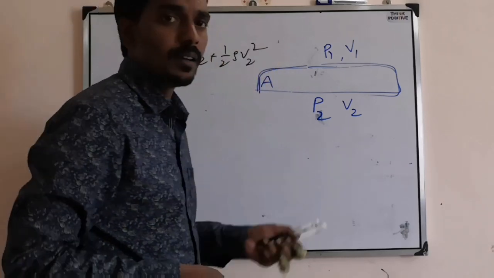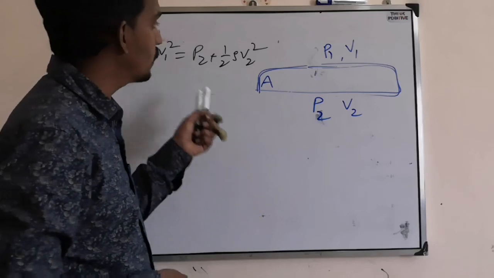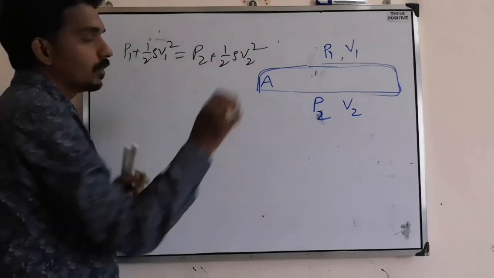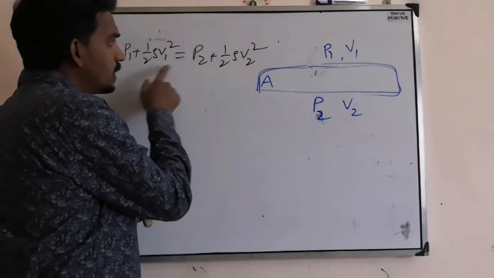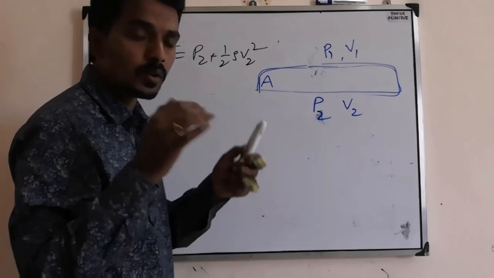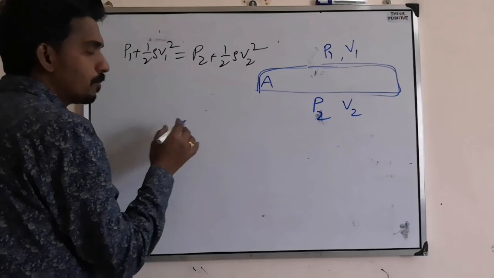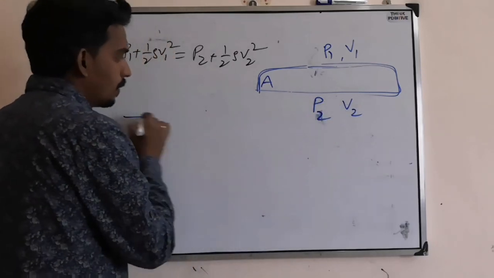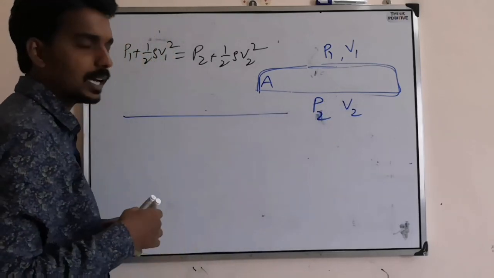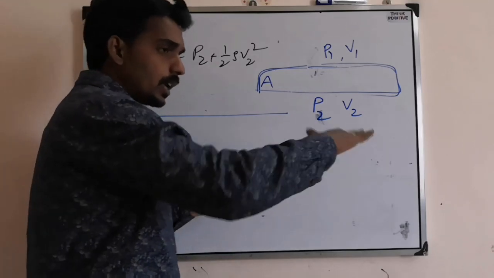But here we cannot apply the full equation. Why? Because we are missing one term. What is that term? Rho g h. Why? Because if there is a pipe, if there is a horizontal surface, because a flight wing means it is horizontal.